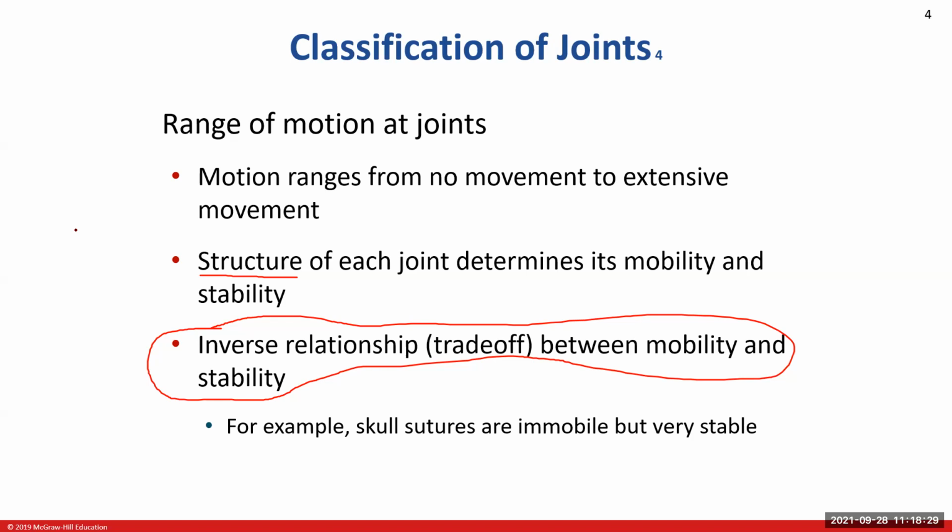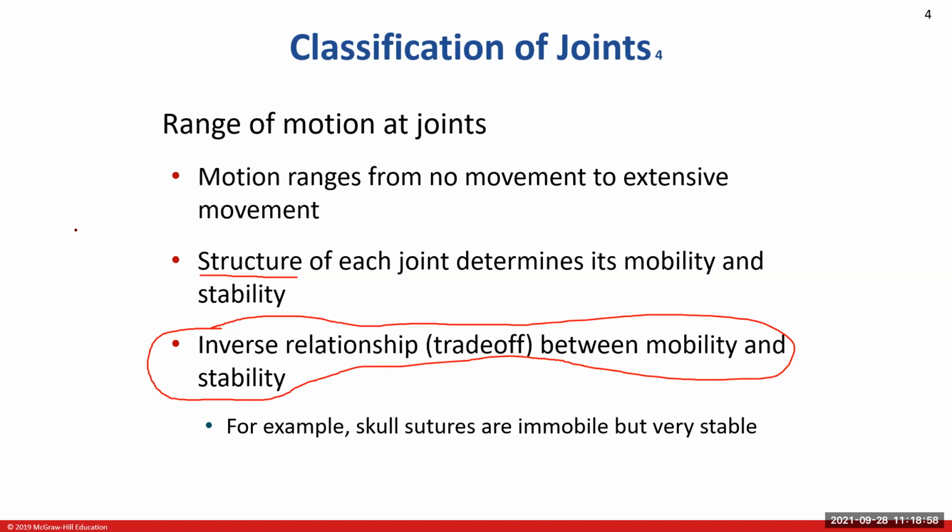So here, when we're talking about mobility and stability for joints, simple. The more mobile a joint is, the less stable it is, and vice versa. The more stable a joint is, the less mobile. So we've studied the skull, and you saw that the sutures of the skull, okay, were very stable joints. Hardly any movement is going to occur at those areas there.